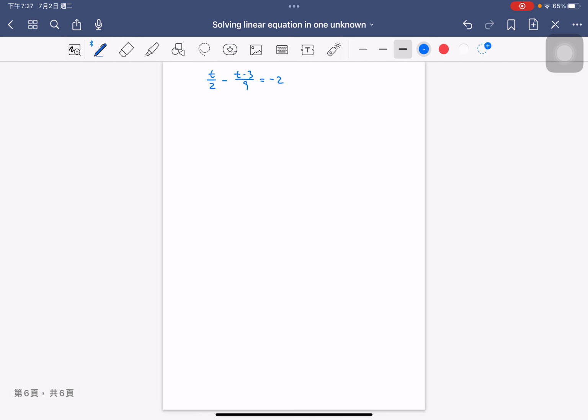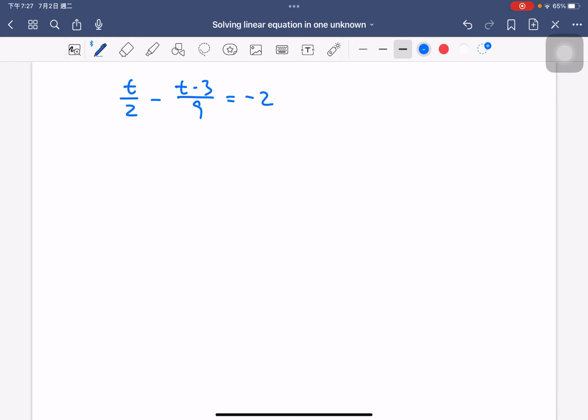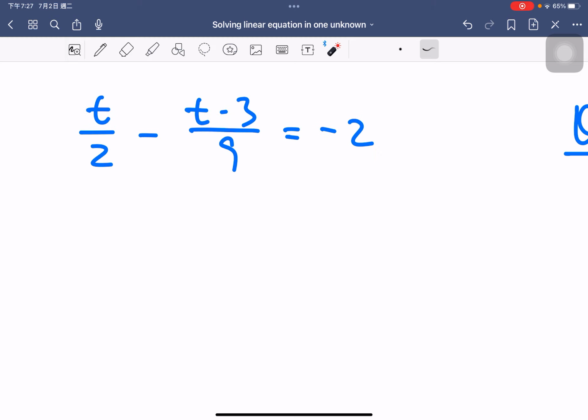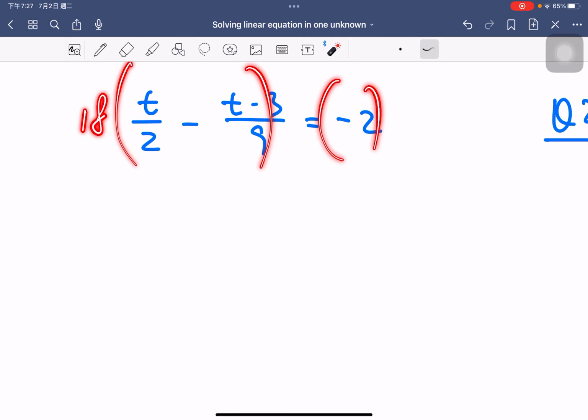Okay, so the next question is going to be your homework, question 22. The last question, question 22. This is a little bit harder because you can see it's actually combining two fractions together, but this fraction has something else on the top. So we have no choice, we need to remove the denominator, isn't it? The fastest way is to times these two numbers together and then times it to both sides. That's the easier way.